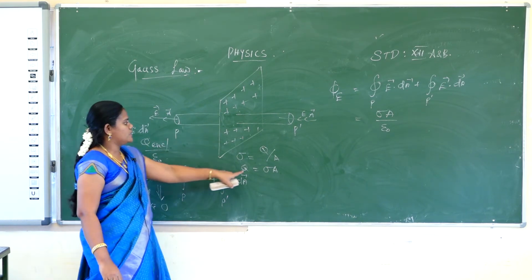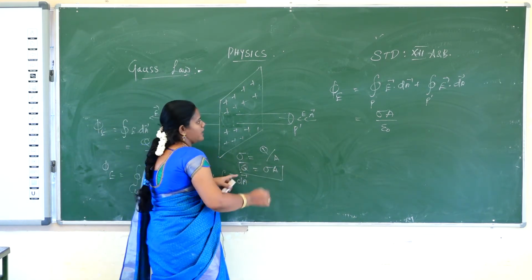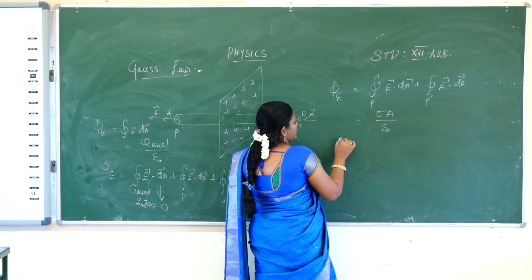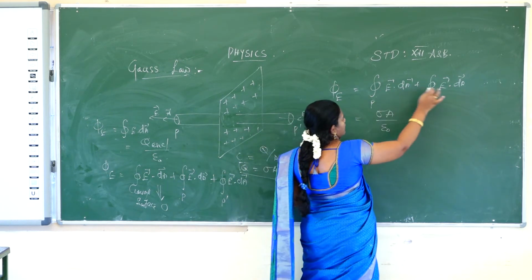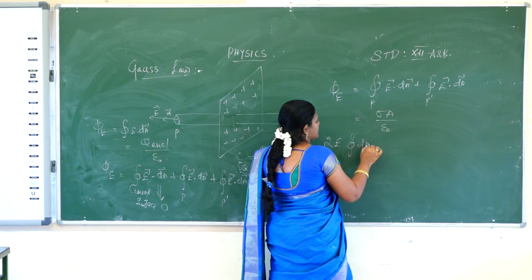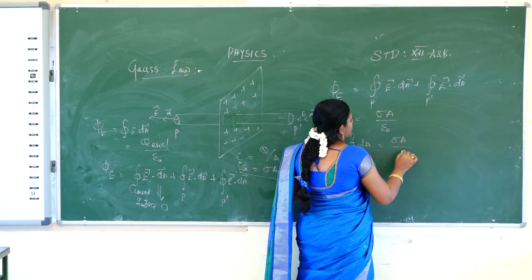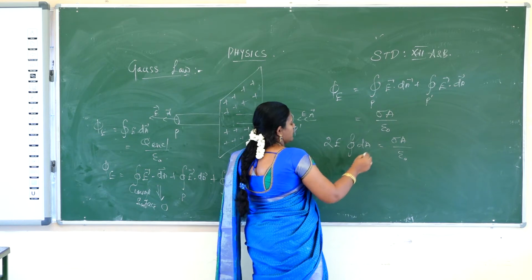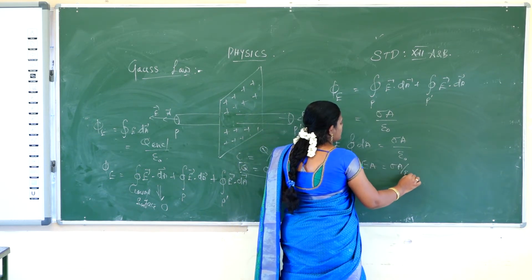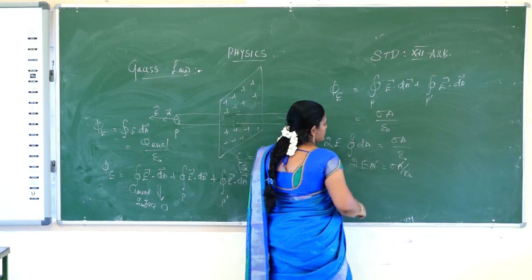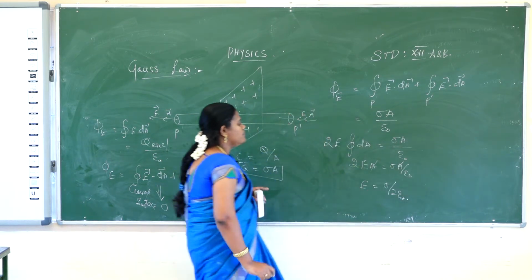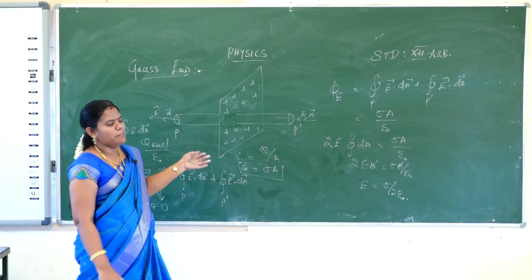So charge Q is equal to sigma into A, so sigma A by epsilon naught. Then E will be taken outside, giving 2E. So 2E closed integral of dA is equal to sigma A by epsilon naught. Then 2EA is equal to sigma A by epsilon naught. On both sides A cancels, so E is equal to sigma by 2 epsilon naught. This is the electric field due to an infinite plane sheet.